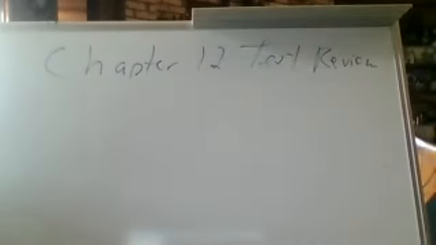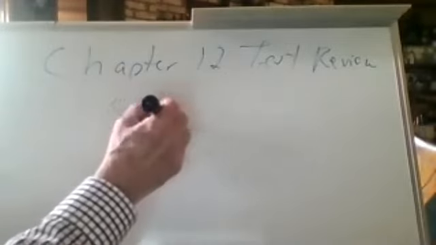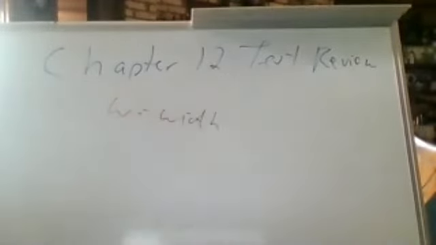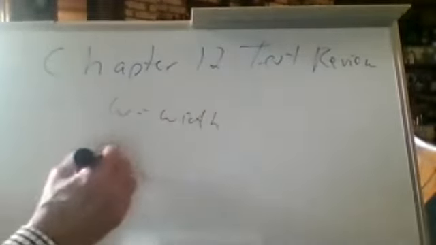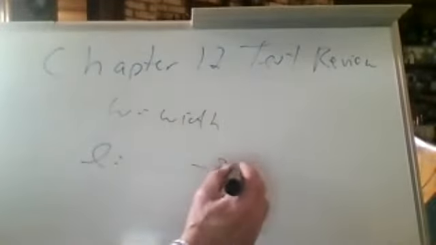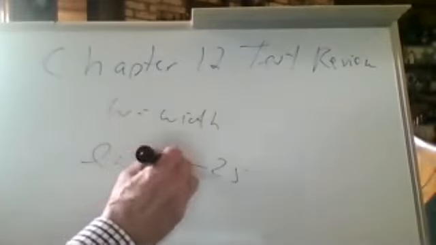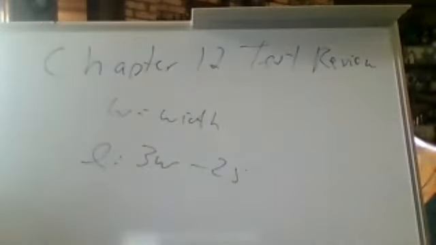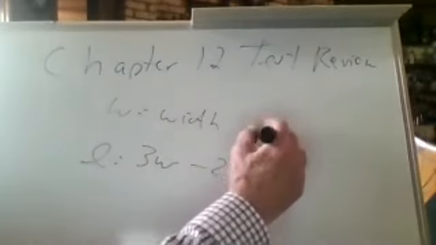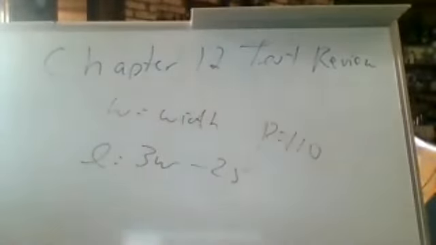All right, the length of a rectangular swimming pool is 25 feet less than 3 times its width, okay? So if we let W equal the width, then the length is what? The length is 25 feet less, that's minus 25. 25 feet less than 3 times the width, that's 3W, okay? Its perimeter is 110 feet, and we want to find the length and width, okay?